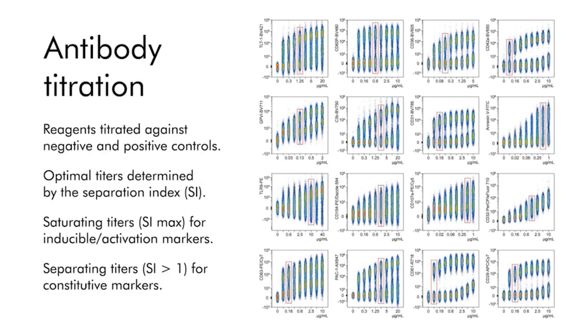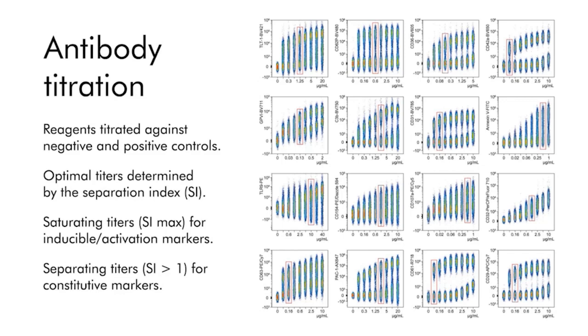So successful phenotyping depends on the separation of antigen negative from antigen positive platelets. And this separation can be quantified using the separation index, which is useful in multicolor panels because it accounts for the spreading of dim populations.